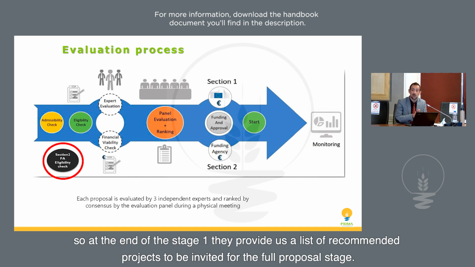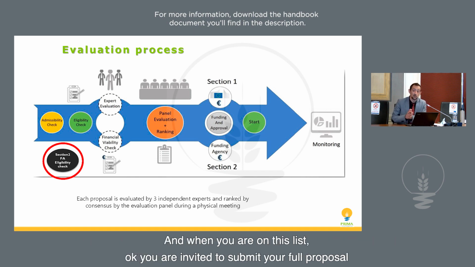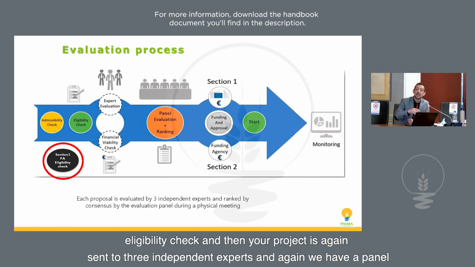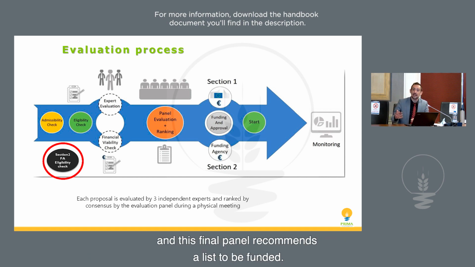At the end of stage 1, they provide us a list of recommended projects to be invited for the full proposal stage. When you are on this list, you are invited to submit your full proposal. So we start the process again: submission, admissibility check, eligibility check, and then your project is again sent to 3 independent experts. Again, we have a panel, and this final panel recommends a list to be funded.